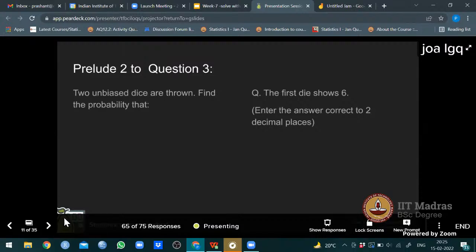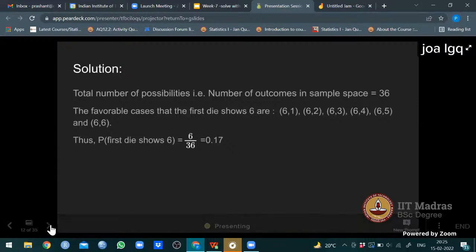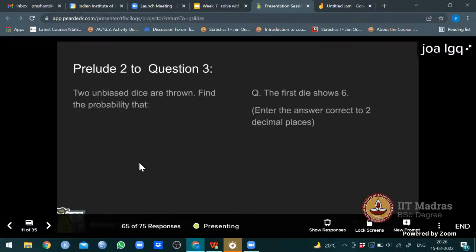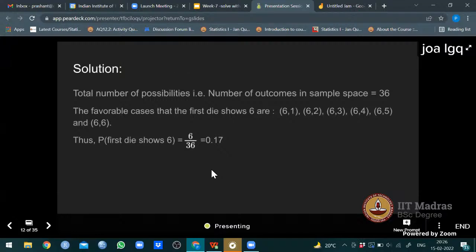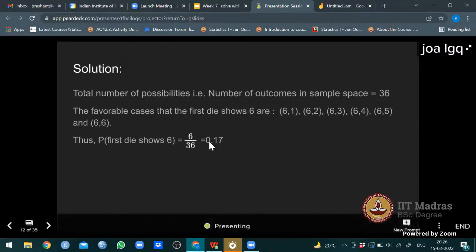Okay, so we can see the solution for this question. This is the exact same answer as the previous one, and your question was: the first die shows 6. Then it's nothing but 6,1, 6,2, 6,3, 6,4, 6,5, and 6,6. So the probability will be favorable cases divided by total number of cases, which is nothing but 6 by 36.